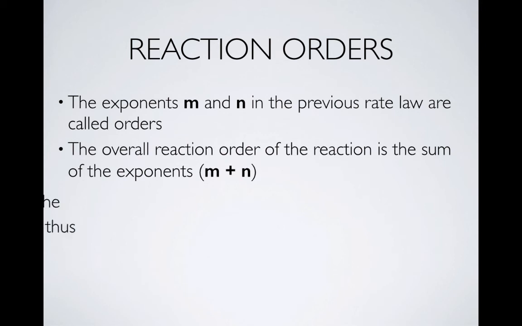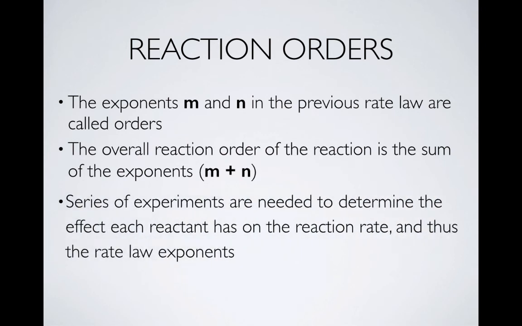Now again, we have that m and n, and they were not part of the overall balanced equation. What we have to do is a series of experiments to determine what effect each reactant has on the reaction rate. And once we do that, we can find what the exponents are for that rate law. These experiments have a related name. They are called rate law experiments.